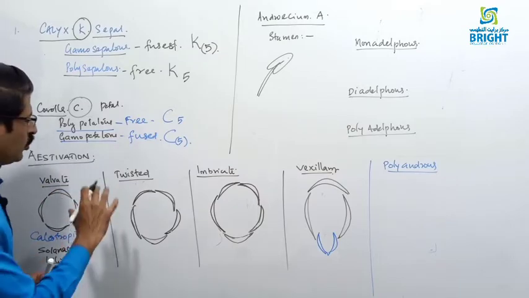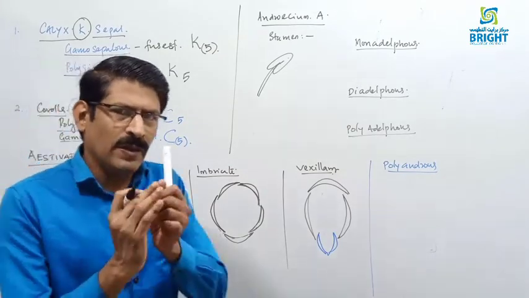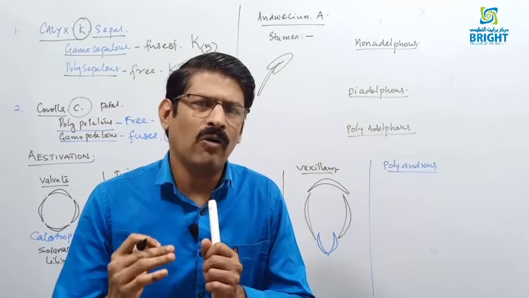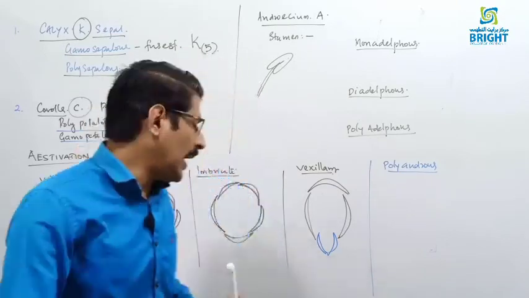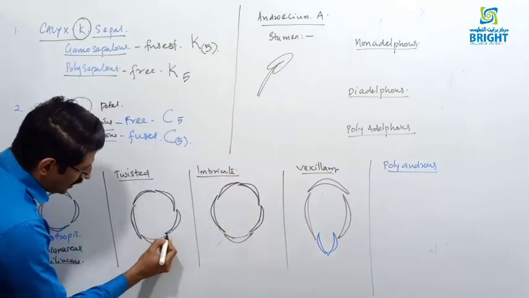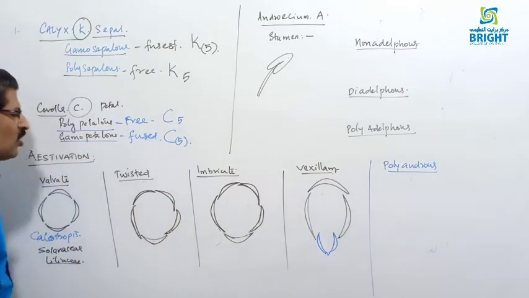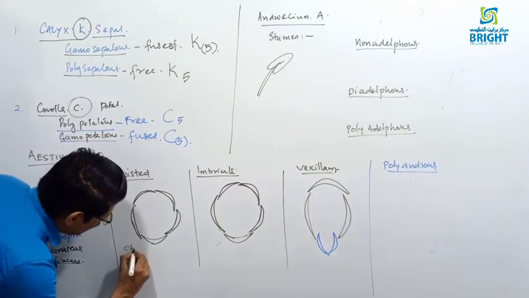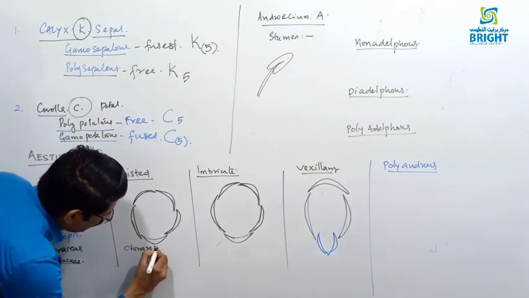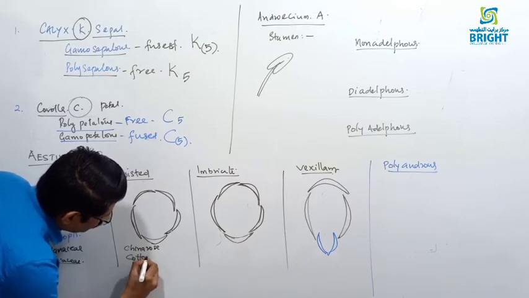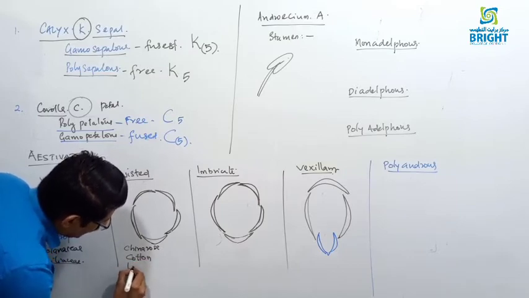And the next is twisted. Twisted means when the sepals are twisted, one appendage will overlap with another. You can see here one appendage is overlapping here, one appendage is overlapping here. So each appendage is overlapped, and that is called twisted. And the examples are China rose, cotton, and lady's finger.